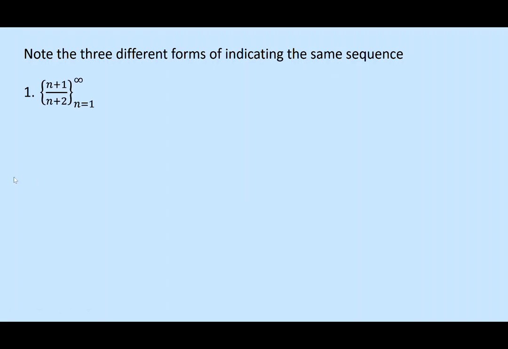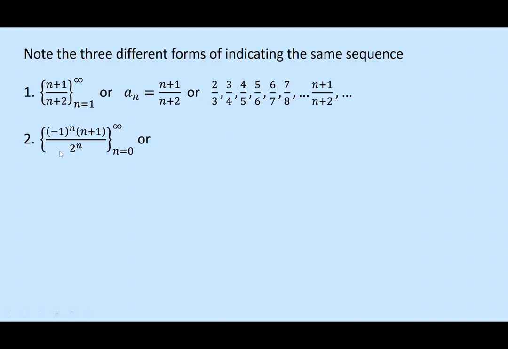If I said this, you should understand that's a sequence where n equals 1 to infinity, and we have n plus 1 over n plus 2. Or I could say this is a sequence with a sub n equals n plus 1 over n plus 2. Automatically you should understand that the index of the sequence is 1 to infinity. Or I could just expand everything out and say, when n equals 1, we have 1 plus 1 over 1 plus 2, that is 2/3. N equals 2 gives you 3/4, and so on. So there are three different ways of saying the same sequence. Or I have another example here, which we can write like that.